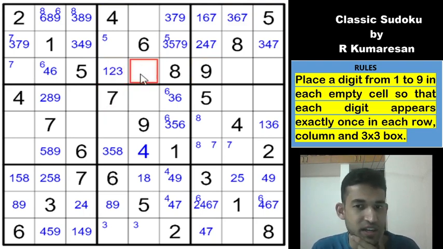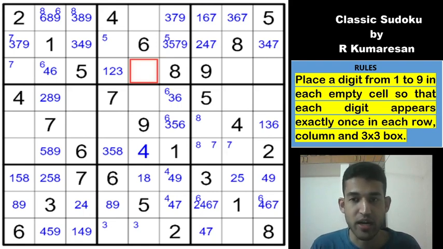I think we need to write more digits inside cells now, because at some point, usually when I am solving a classic Sudoku for example, I focus only on cells which have 2 or 3 pencil marks in them. I hardly write more than 3 pencil marks. But as the Sudoku grows harder, I also write depending on the situation.